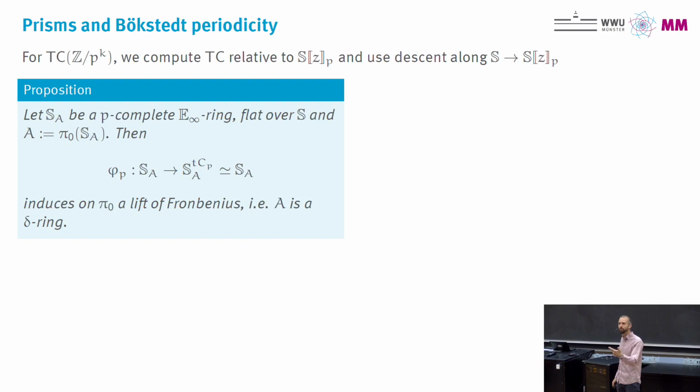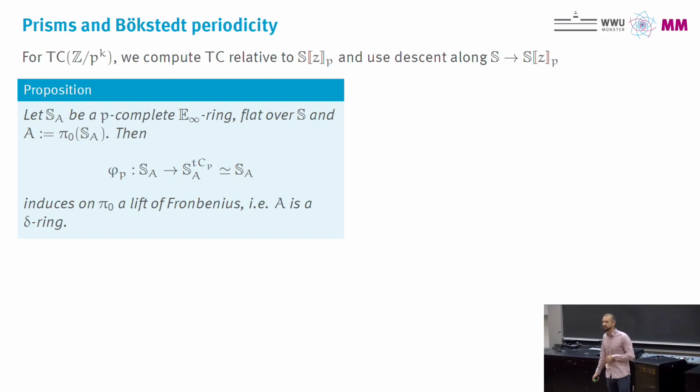So Frobenius lift meaning this is now a map of rings. If I go mod p, it's the Frobenius of an ordinary ring. And such a structure is actually called a delta ring structure. I mean, a delta ring structure is slightly more subtle, but here, because of my flatness assumption, I'm p-torsion free, so this is literally what a delta ring structure is. So the point is, for every flat E-infinity algebra over the p-complete sphere, pi naught is a delta ring.